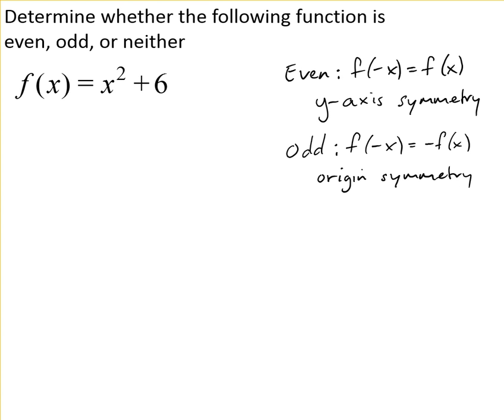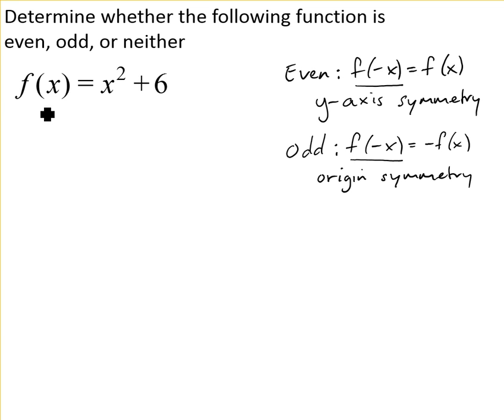So in order to test to see if a function is even or odd, we start by evaluating f of negative x, because we'll notice that that is part of both of the definitions. We have f of negative x in each one. If it turns out that our evaluation gives us the same as our original function, f of x, then it's an even function. If we get the exact opposite of our original function, then it's an odd function. If we get something else, then it's neither.